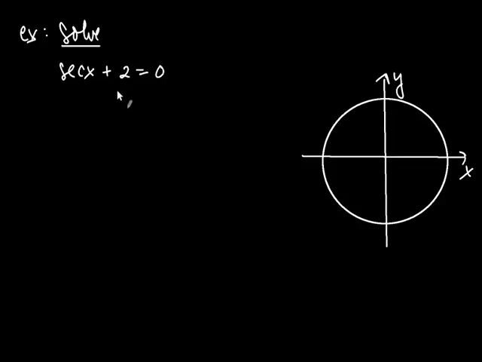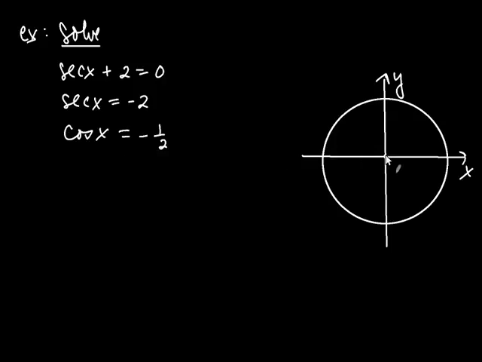All right, let's solve secant of x plus 2 is equal to 0. Once again, we have a single trigonometric function, so we want to isolate it. So we get secant of x is equal to -2. And secant is hard to deal with, so we often convert that to cosine. So cosine of x is the reciprocal of secant, right? So if I take the reciprocal of -2, I get -1/2. So I'm thinking to myself, okay, when is cosine equal to -1/2?